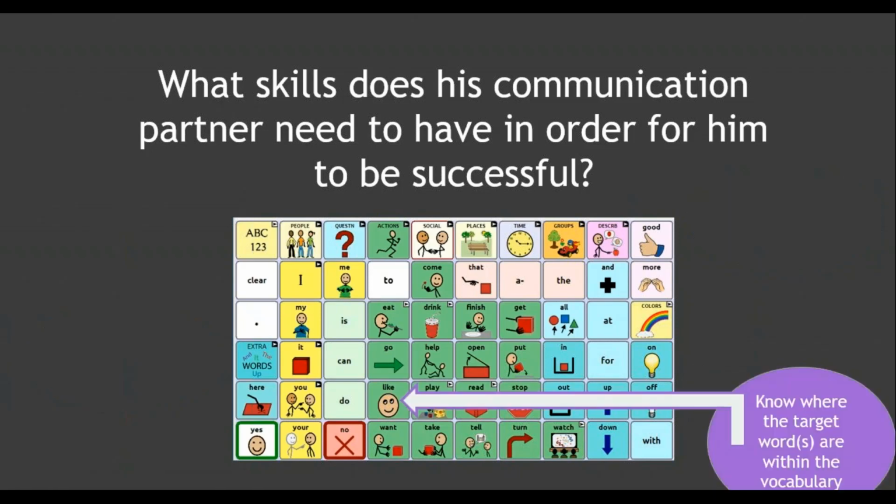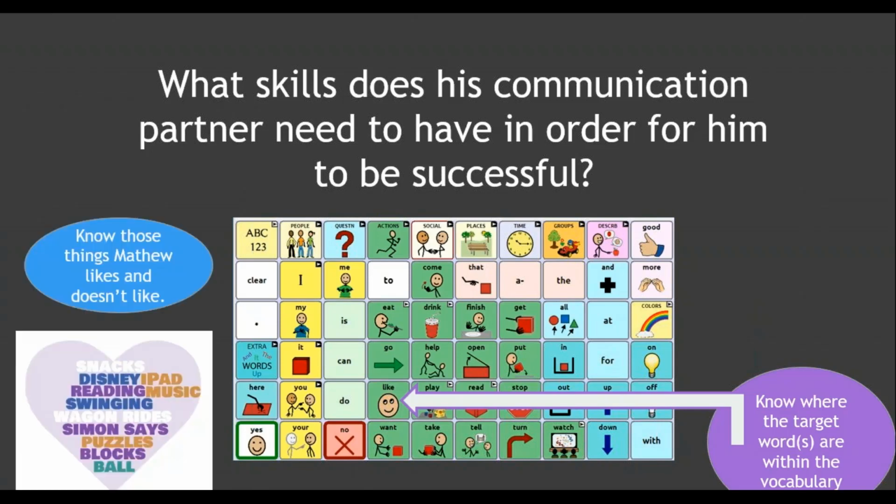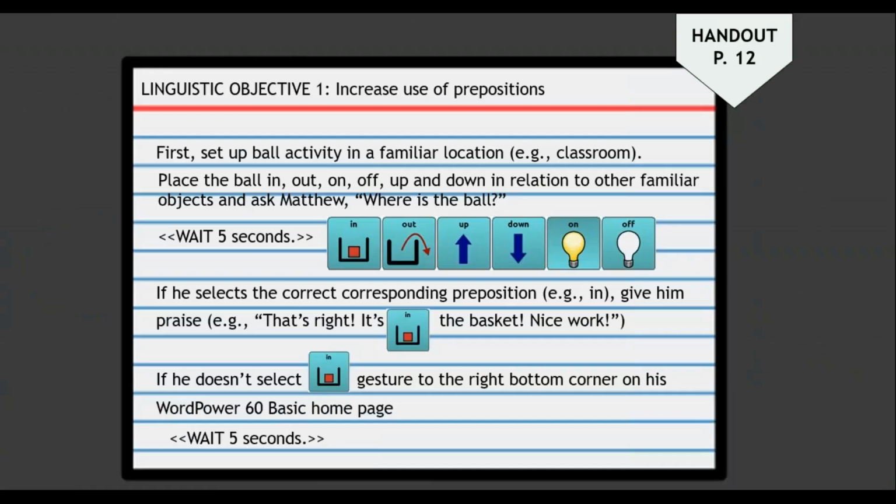So for the second objective, the communication partner needs to know where the word like is in the vocabulary, and they need to know things that Matthew likes and things he doesn't like. So how can we help communication partners do this? Here's one option. It's a tool for other communication partners. So people like paraprofessionals or nursing aides, teachers or parents. And this is on page 12 of your handout.